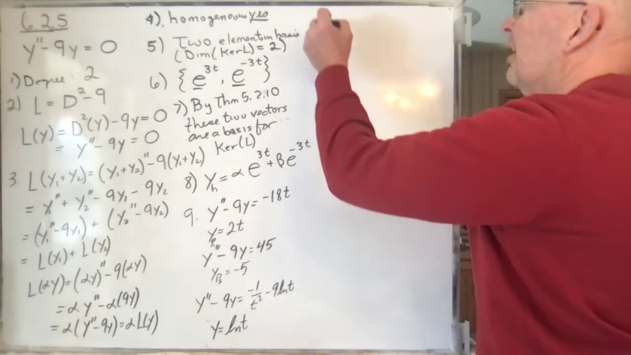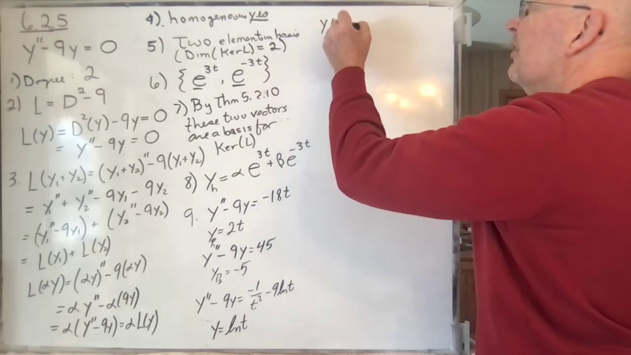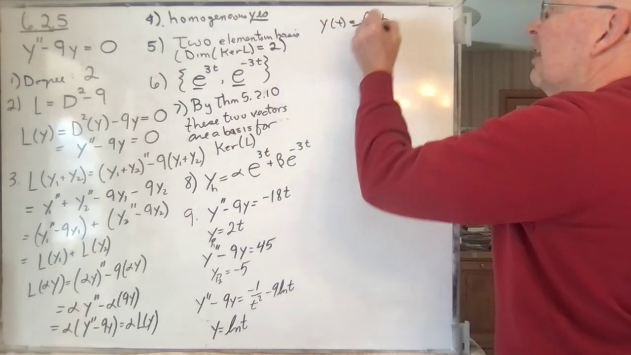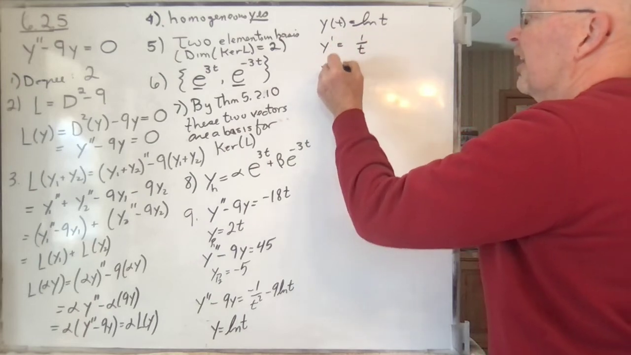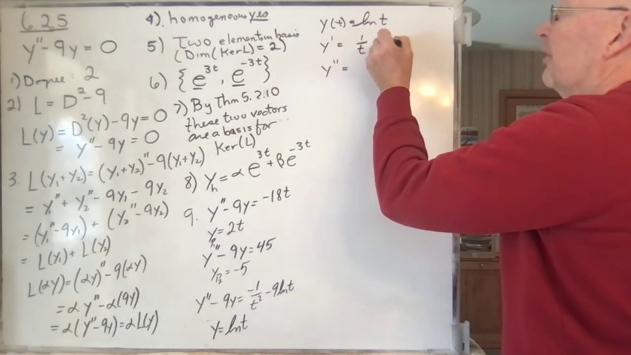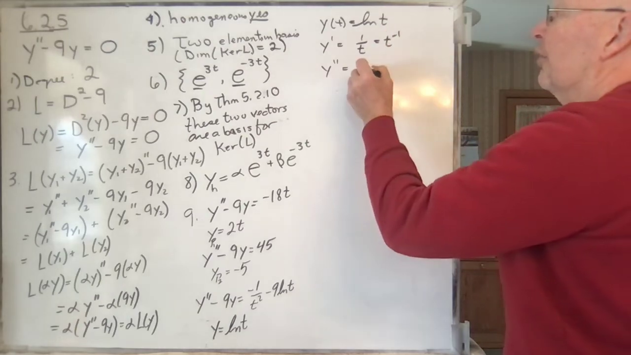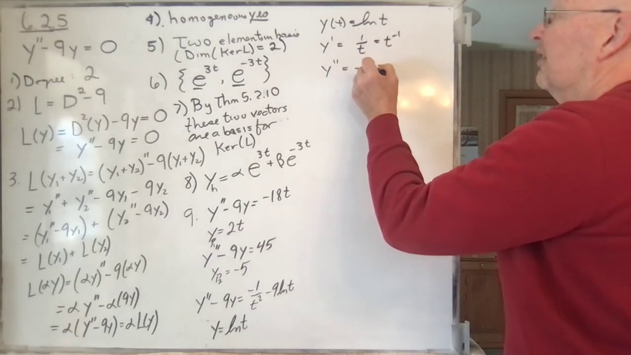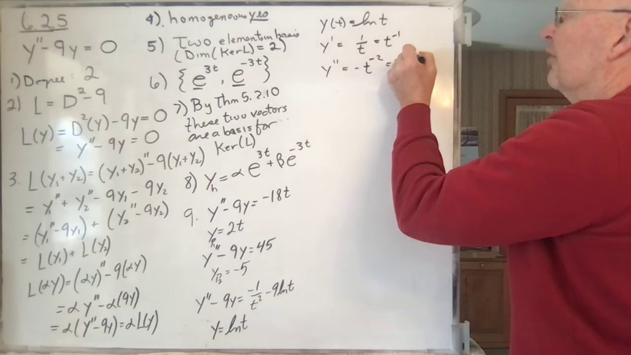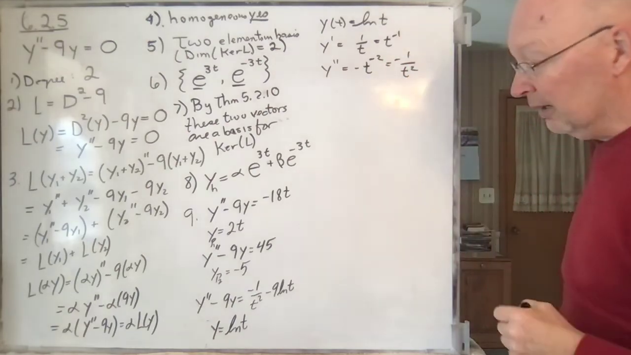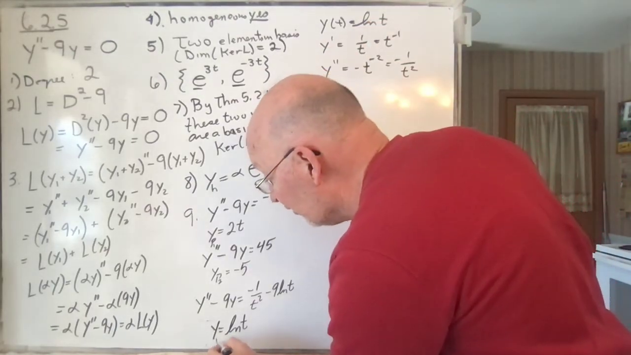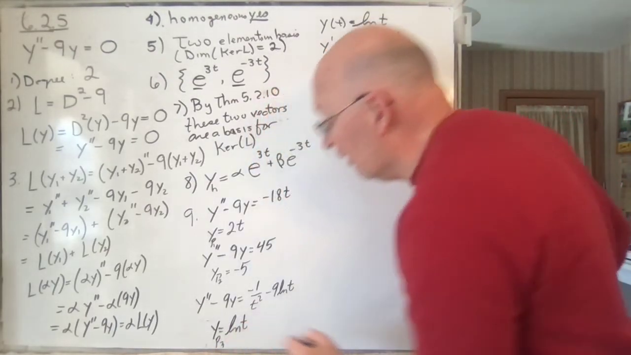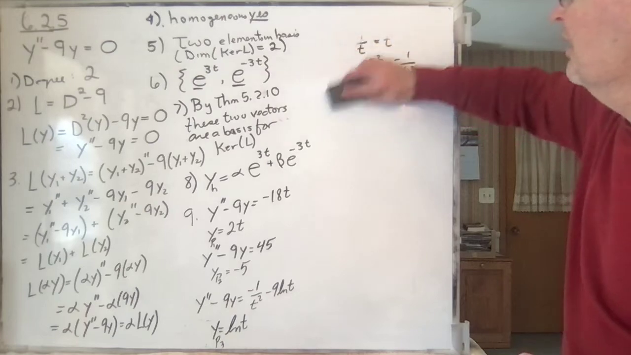Let's just do it. If y of t is equal to the ln of t, then the first derivative is equal to 1 over t, and the second derivative is the derivative of that. That's, of course, t to the negative 1. So you're going to get negative t to the negative 2, which is negative 1 over t squared. That's exactly what we had. See that? So there's our particular solution right there. Okay, so there's that.